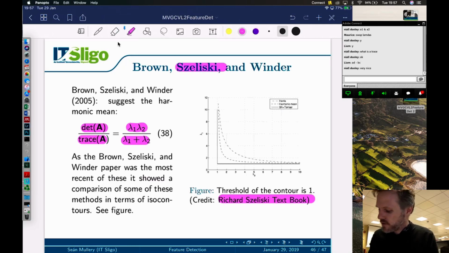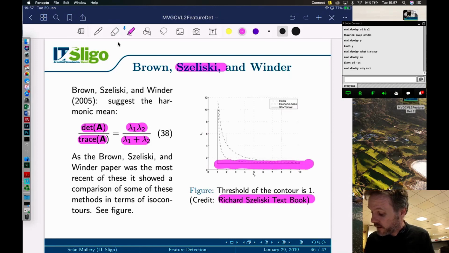I don't find these contours particularly helpful, but it is interesting to see that they were laid out in this way. And basically what he's saying is that the Shi and Tomasi method, where we only look at the smallest eigenvalue, means that if our smallest eigenvalue is 1, it doesn't matter what our other eigenvalue is. It could be anything up the way here. Okay, so we can see that in both cases.